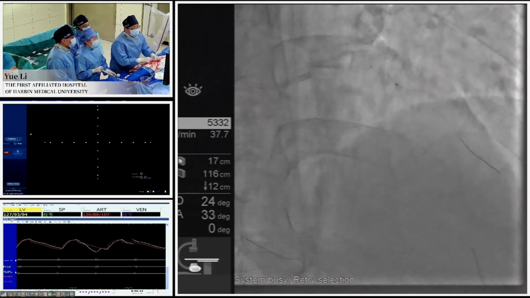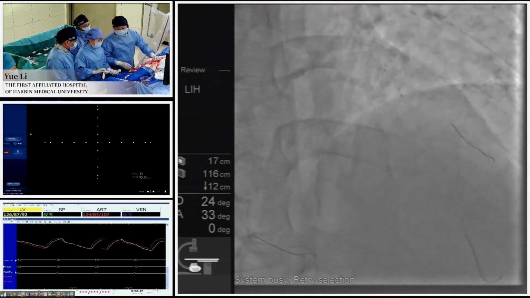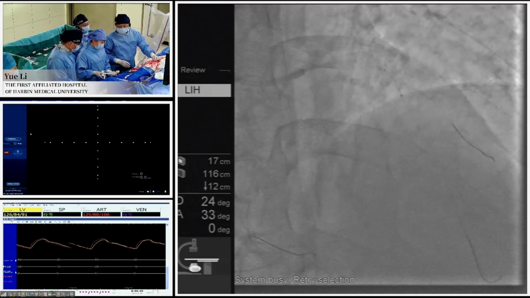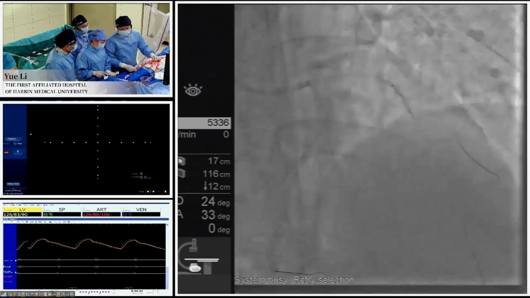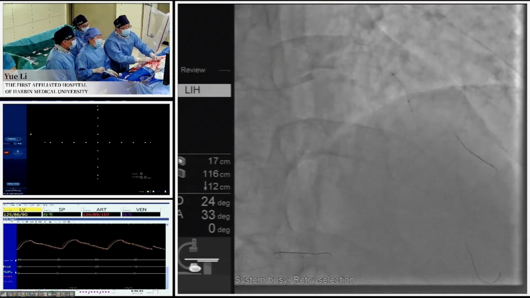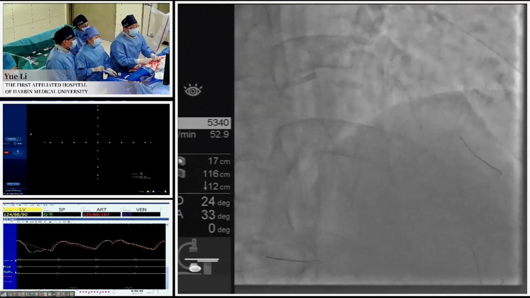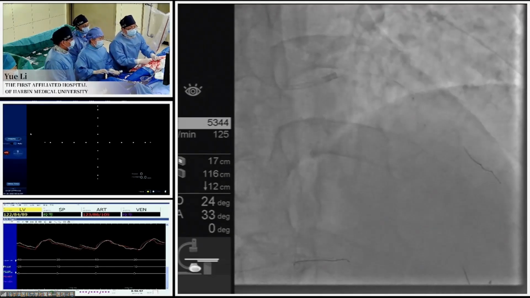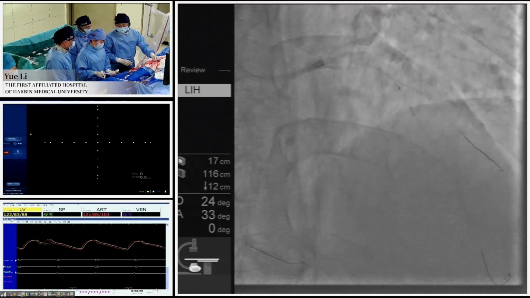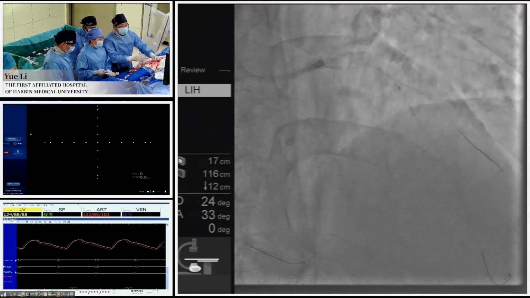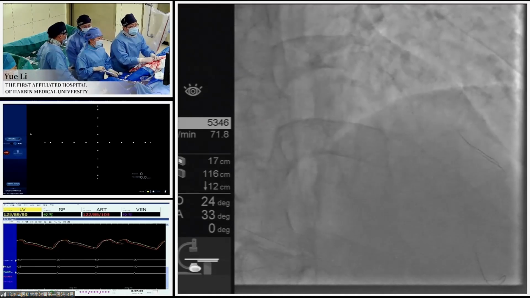So, okay, let's see if we still have enough time to show the audience IVUS. Okay, 10. So this is a 2.0 balloon, right? Yeah, 2.0 balloon. Okay, done.